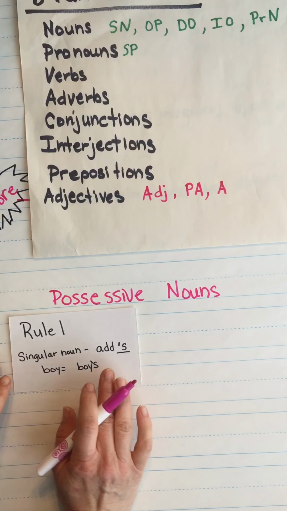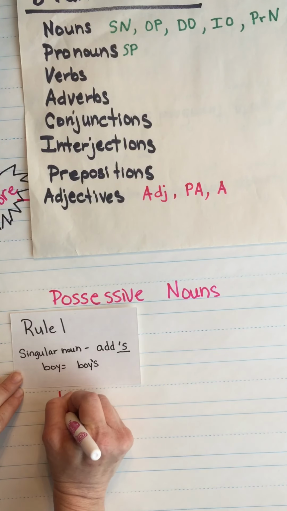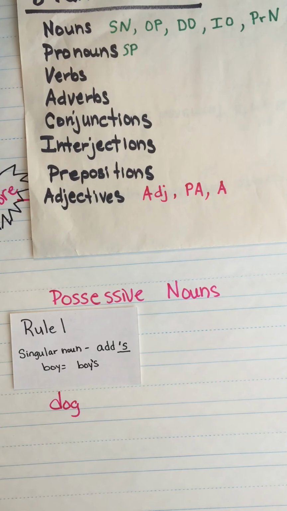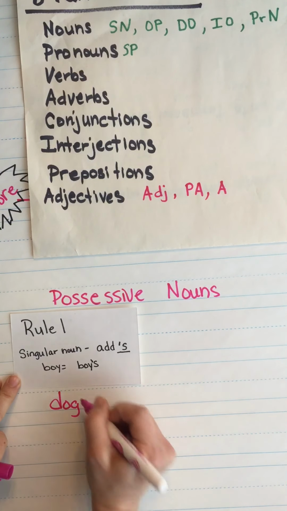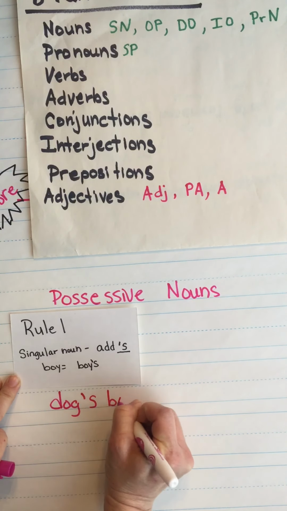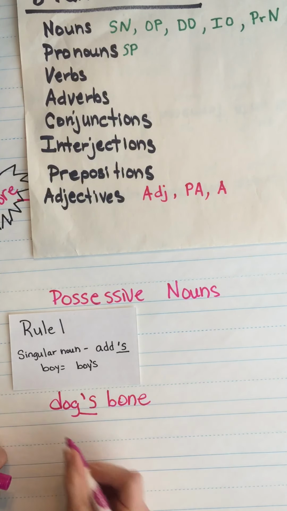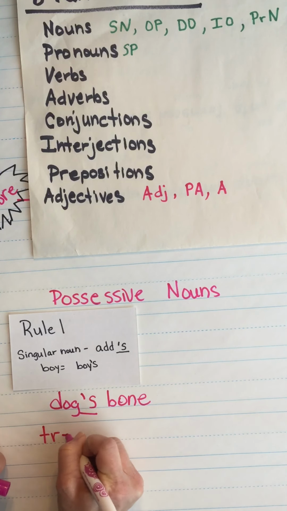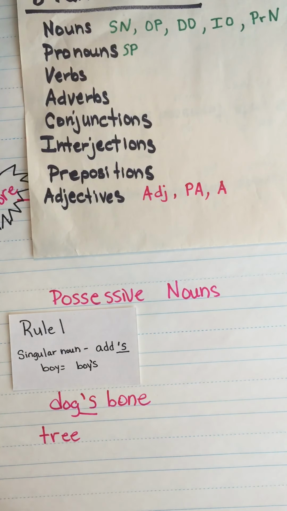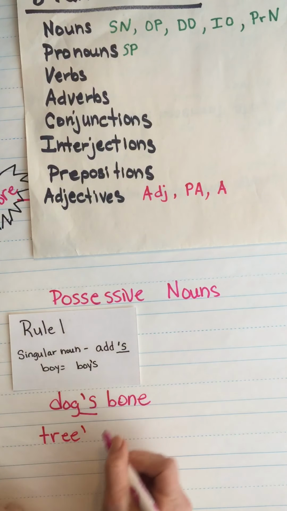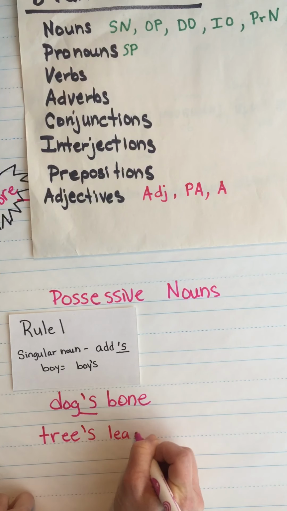Let's try another one. How about a dog? What if it's the dog's bone? So we add apostrophe S. Dog's bone, okay? What if it was a tree? What if it's the tree's leaf? The one tree outside I have has a leaf on it, okay? The tree's leaf. So rule 1 says we just add an apostrophe S, tree's leaf.